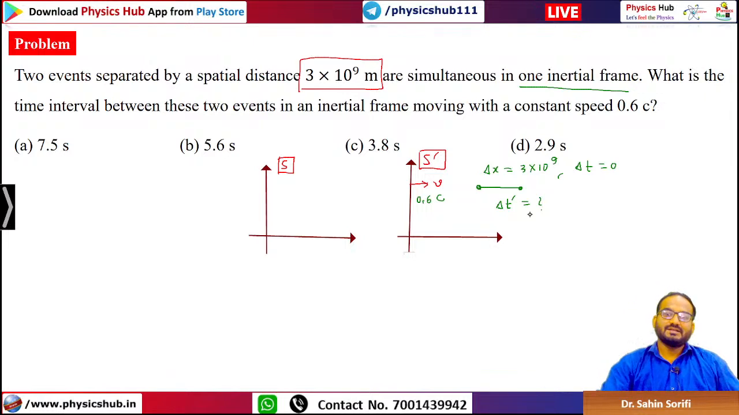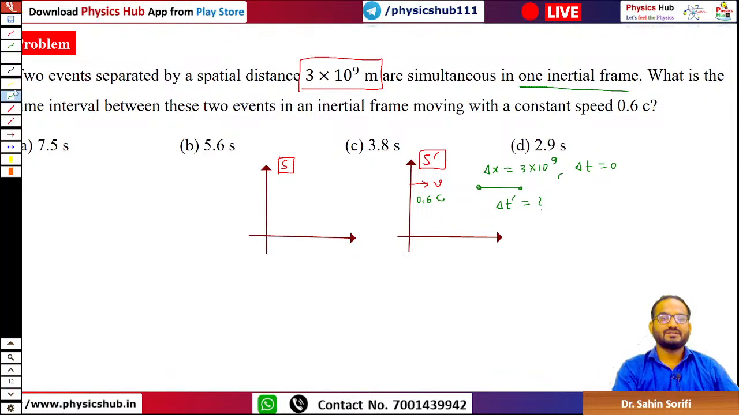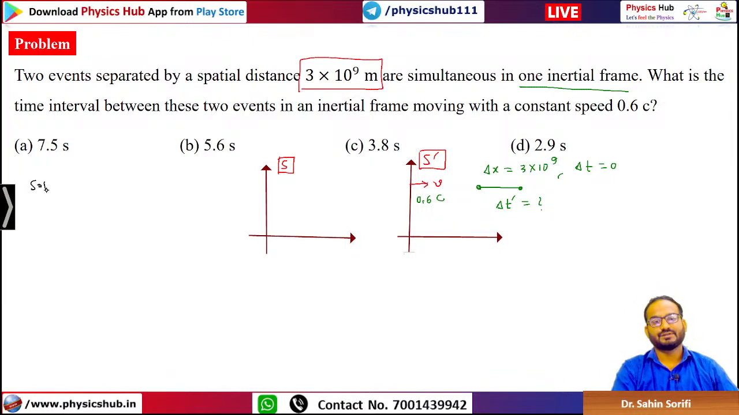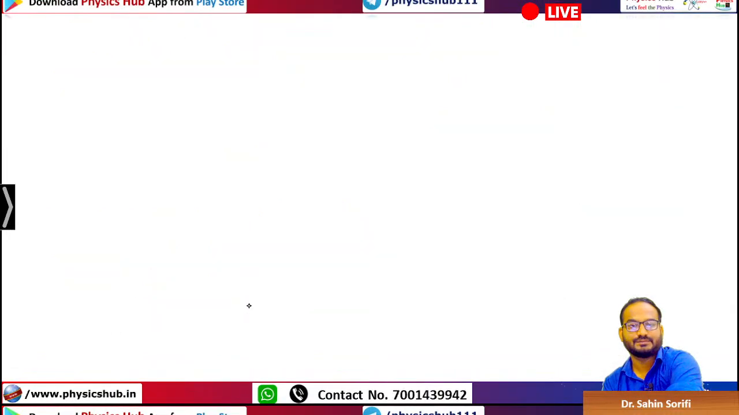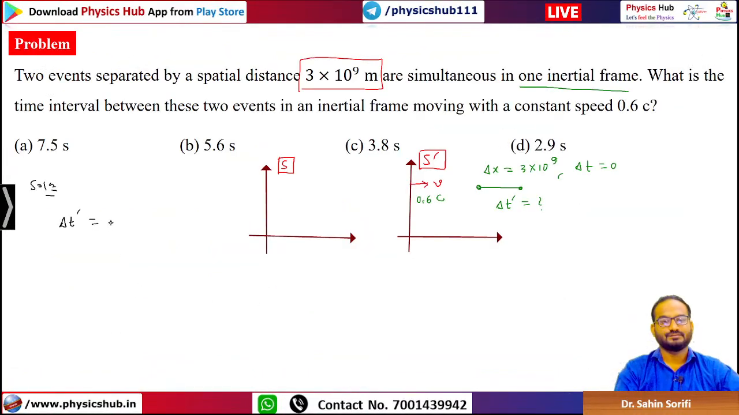Could you find the answer? Everything is mentioned. Why is it taking time? It should not take much time. Everything is mentioned here. What is delta t prime? Just put it into the formula. Delta t prime is equal to gamma into delta t minus v by c square delta x. Just put it.